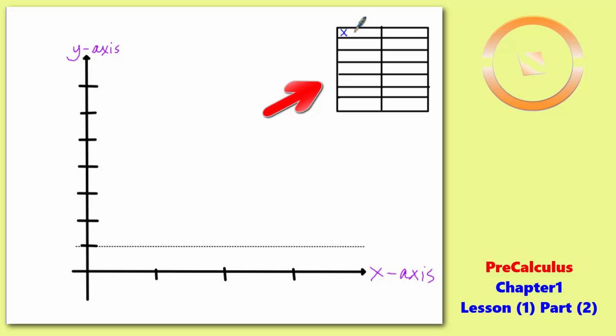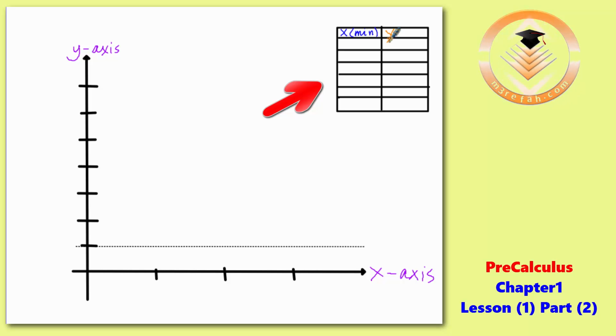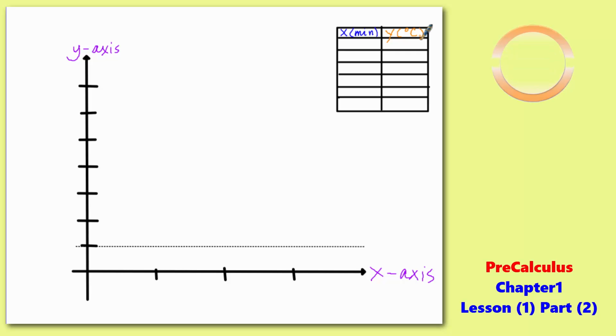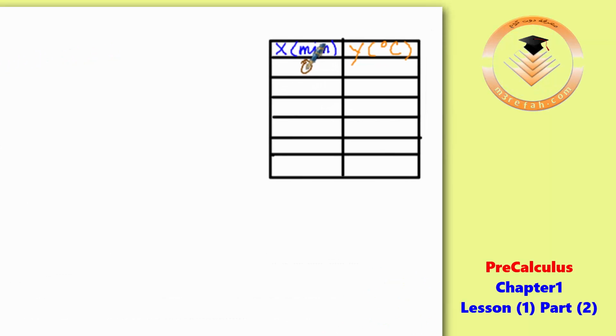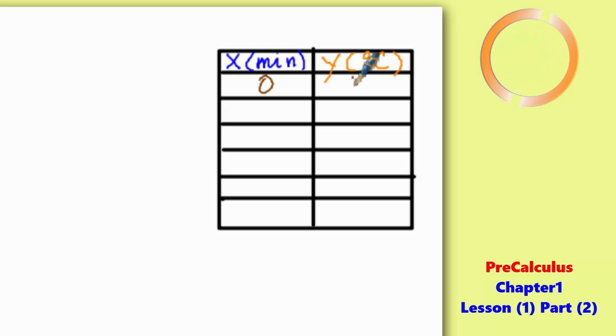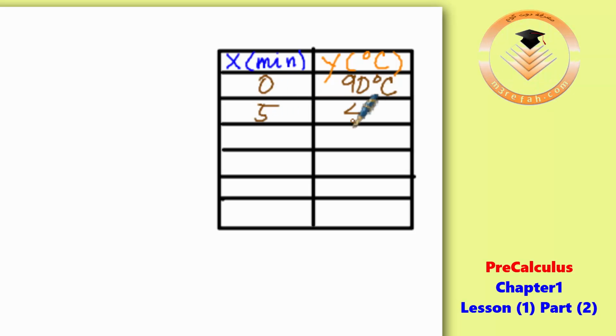This would be for your x, which is in minutes, which describes the time that passes by as your coffee cools down. And the other part would be your y values, which is in terms of degrees Celsius. And as I have written in the previous slide, for 0 minutes, we have an observed temperature of 90 degrees Celsius. After 5 minutes, we have 42.9.